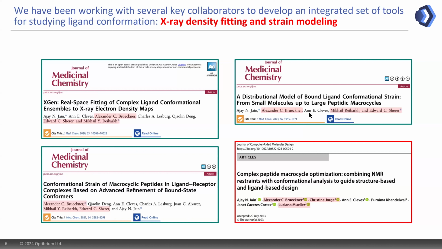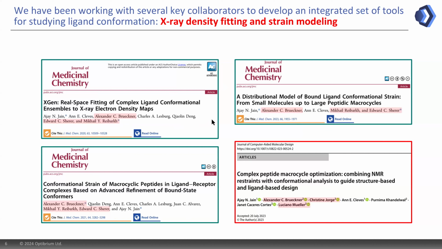As we worked through those issues with NMR, we started looking at X-ray density fitting as well. And this was primarily with our colleagues at Merck, in particular, Alex Bruckner and Ed and Misha, who I've already mentioned. Turns out that if you want to think about bound ligand strain, the big challenge with complicated molecules is that if you look in the PDB at basically any structure that has a bound macrocycle, the conformation of that macrocycle is grossly correct, but in details really quite wrong, probably 90–95% of the time.